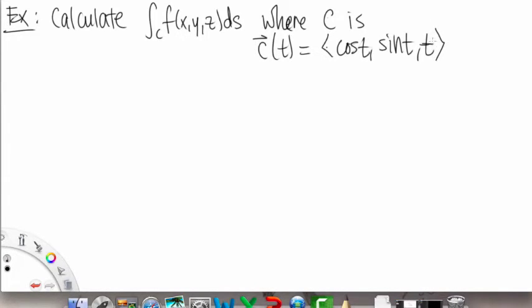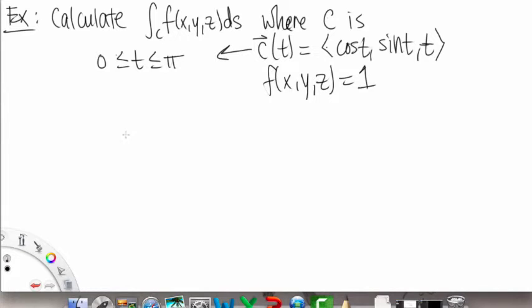So this is three-dimensional, right? And then also our f of x, y, z equals 1. So this is our scalar function f. And c of t will also tell you the bounds, the a and b. In this problem, it tells us that t goes from 0 to pi. So this is our a and our b, basically. So first of all, what we want to find out is what is the magnitude of c prime of t. What is that equal to?